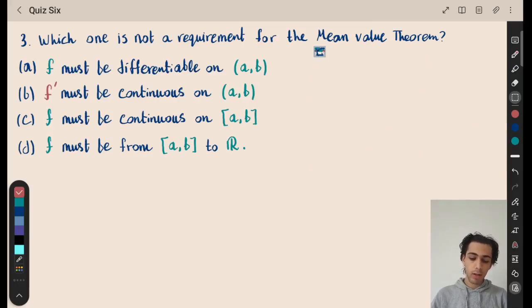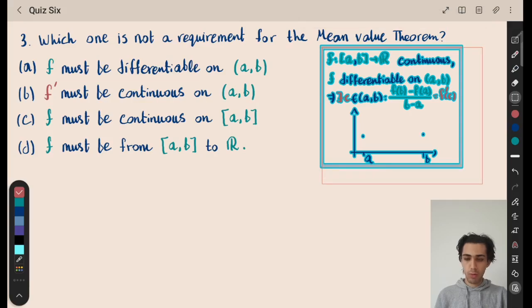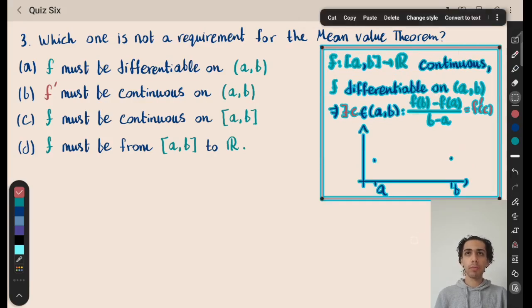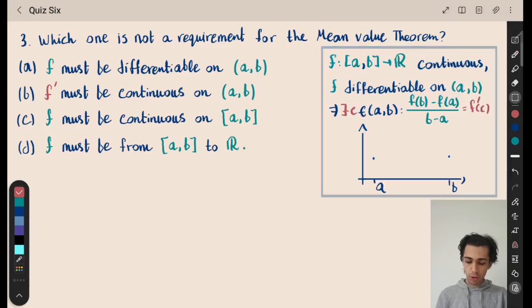Question on the requirements for the mean value theorem. Well, for this we need two things. The first one is to actually recall the statement, which goes as follows. And the second requirement is that you need to understand it. You need to get what's going on.